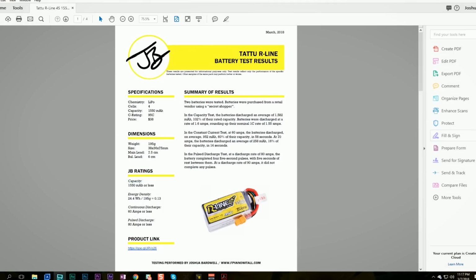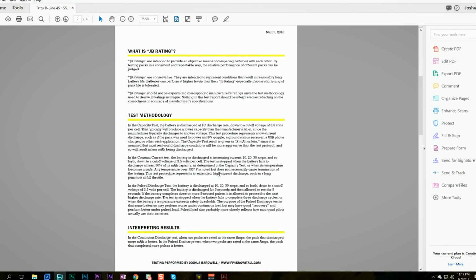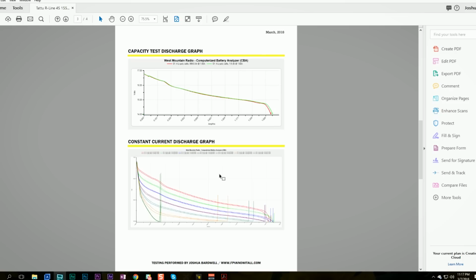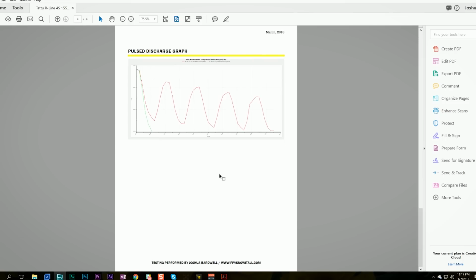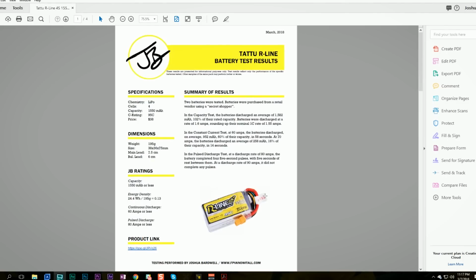Now I want to show you guys, before I start talking about the results, if you just want to see the results, I've got some PDF documents that I've made that summarize the results for each pack, the test protocol and a little bit of background, and then show you the major discharge graphs. If you just want to get right to the point, there are links to this down in the video description.